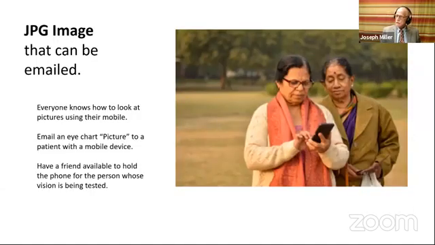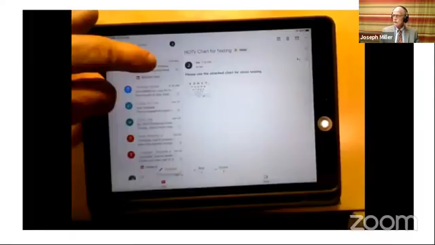On the other hand, if you have a tablet computer, a laptop computer, or a computer with a display at home, and you can get 5 feet away from that device, then it's easier to email a JPEG image of the HOTV chart itself. It seemed to us that at this point, everybody knows how to look at a picture on their iPhone or their mobile device. So we just mail them what we describe as a picture and ask them to find a friend to help them have their acuity test performed.